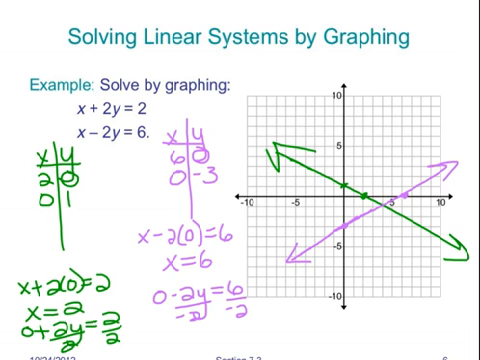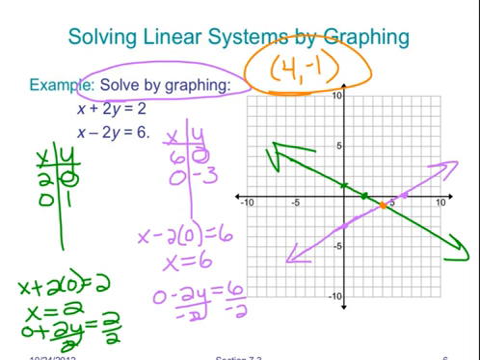Now, since the directions say solve by graphing, what I'm looking for is where the 2 lines intersect, where they cross. And as you can tell by the graph, they cross at this point right here. The answer is going to be the coordinates of that point. You have to actually tell me what that point is. So that looks like it's about 4 for the x and -1 for the y. So 4, -1 would be your answer. The solution to that system is 4, -1.